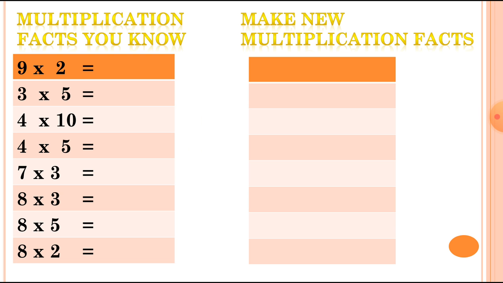Are you all ready for it? Here is the textbook exercise, which is the multiplication fact you know. Here is the multiplication fact you know, and here we have to make the new multiplication fact. So first of all, 9 2s are. As I told you before, at the start of every lecture I give the instruction that tables are the base of this chapter. Tables are this important. Now you can see, we are using the tables only.